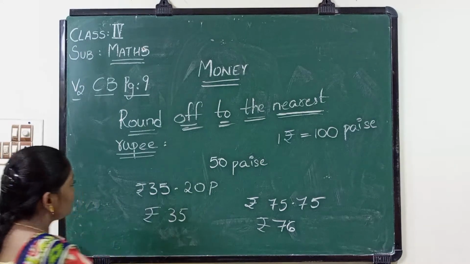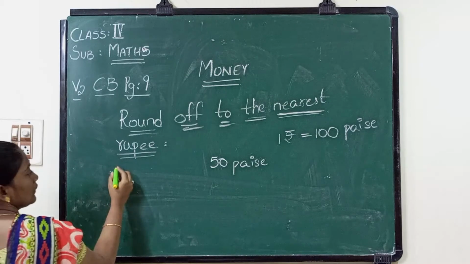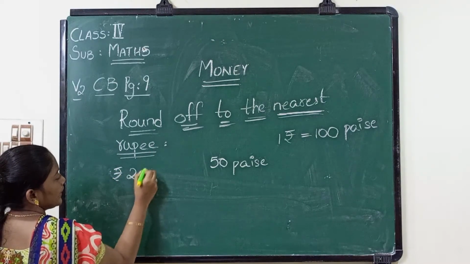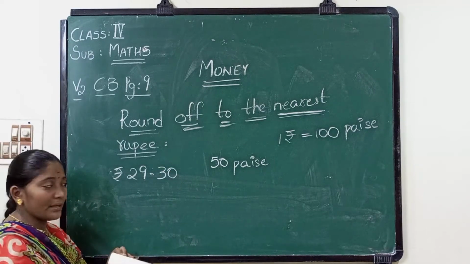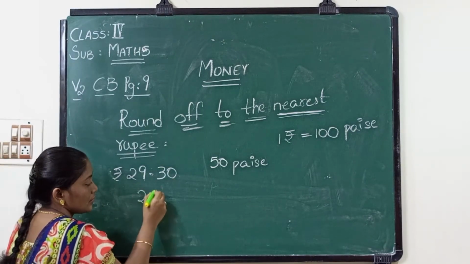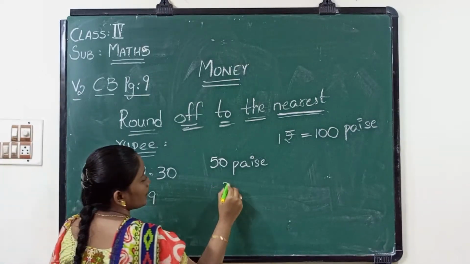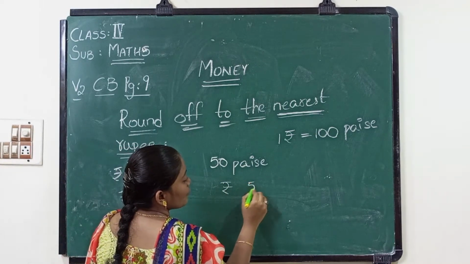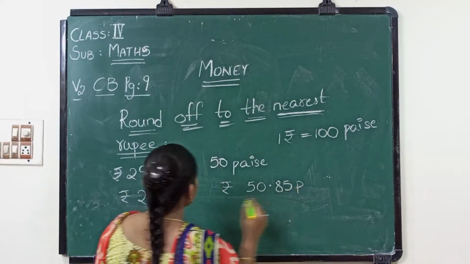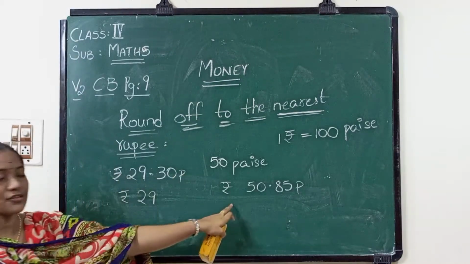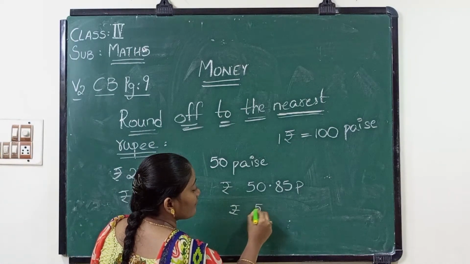Another example: 29 rupees 30 pies. Nearest rupee will be 29 rupees. Next example: 50 rupees 85 pies. Nearest rupee will be 51 rupees.